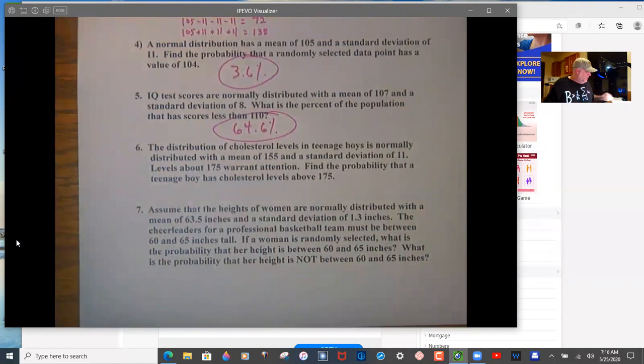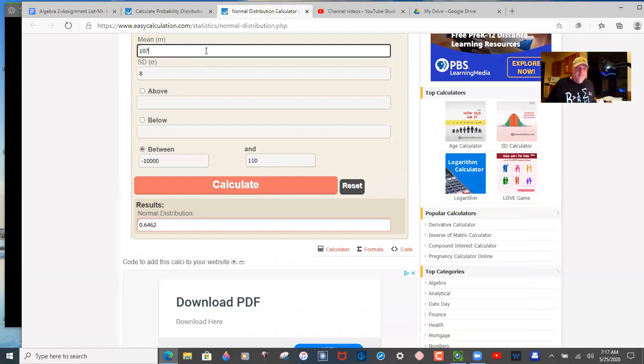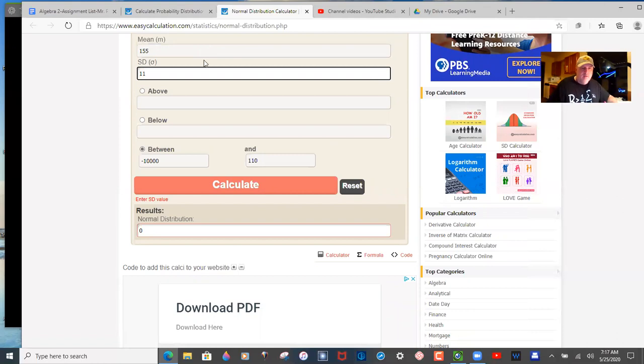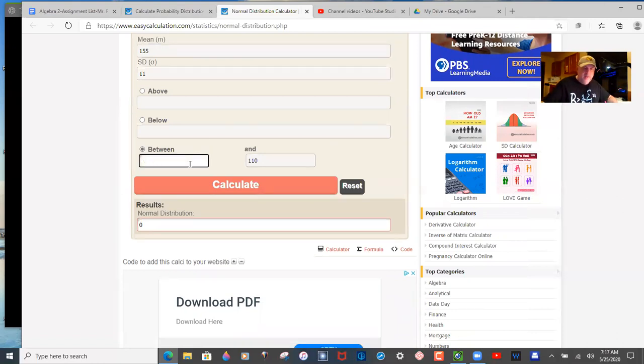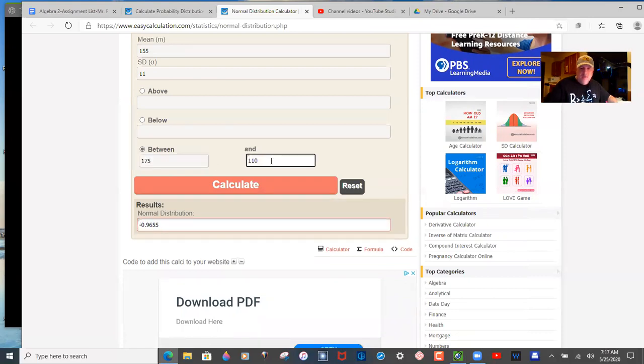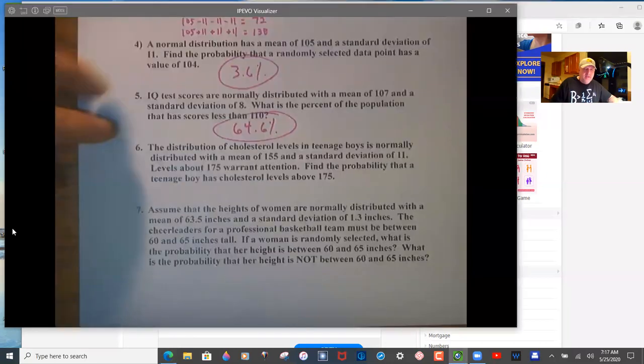Okay, so above 175. We can go back to our one online here. 155 and 11 are the two for the mean and the standard deviation. And then we are between 175, and we will have to add a really large value here. 10,000, 100,000, whatever you want. And there it is, 0.0345. So I said 0.035, which is 3.5%.